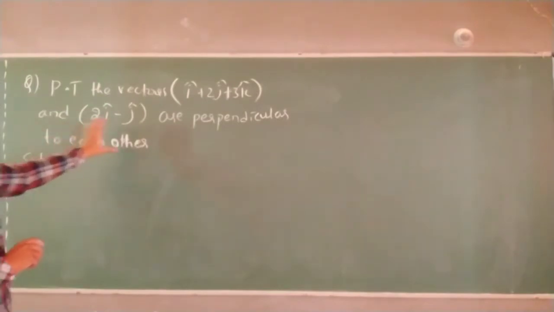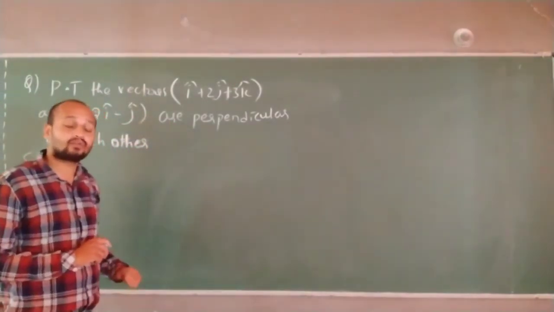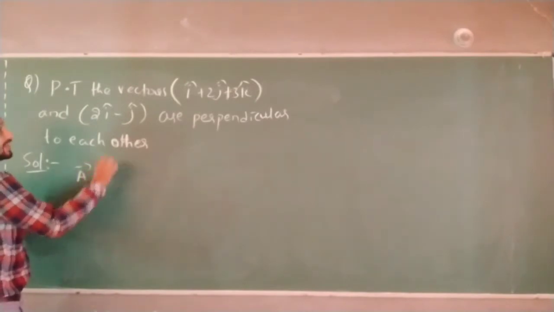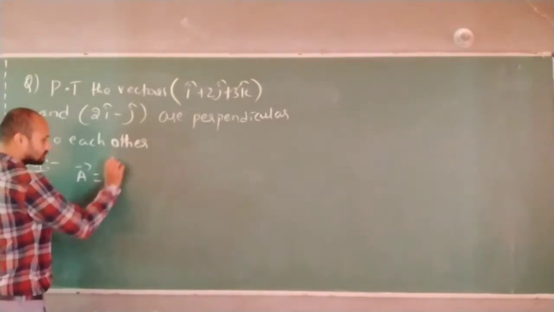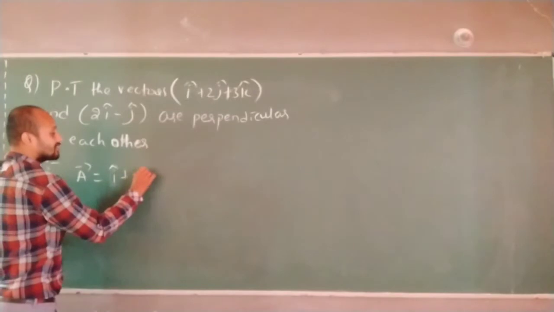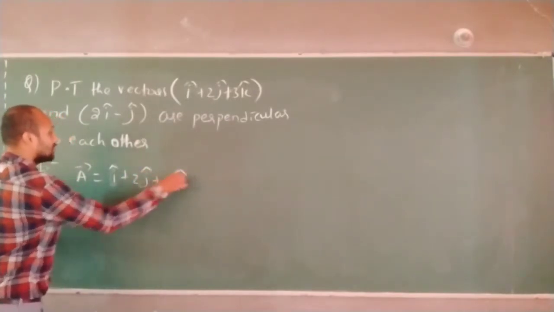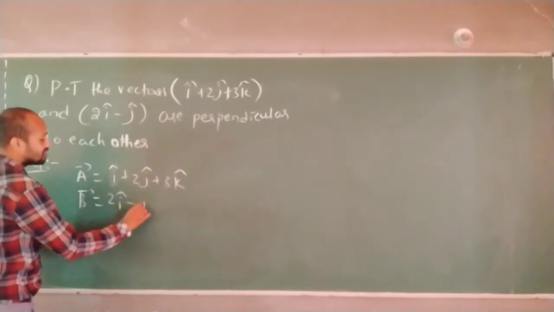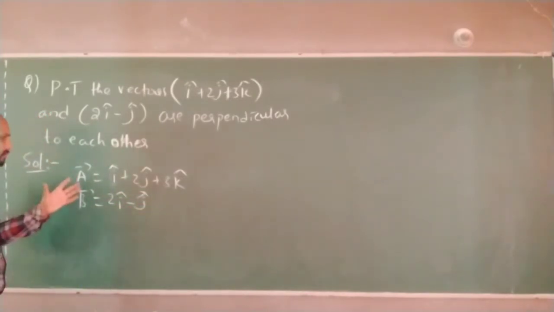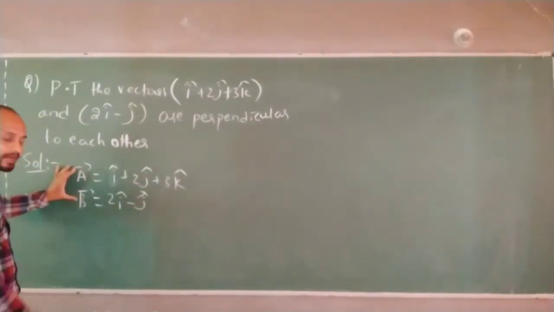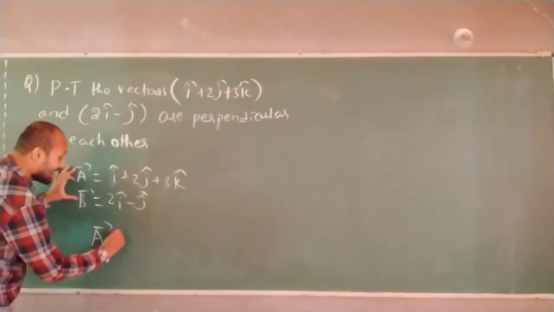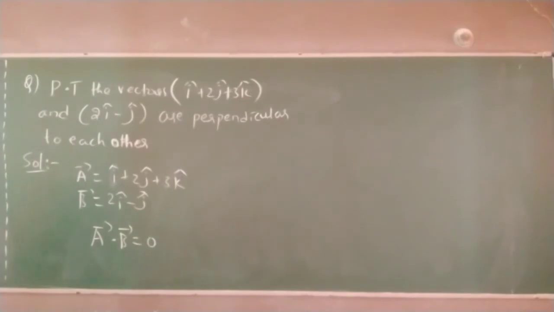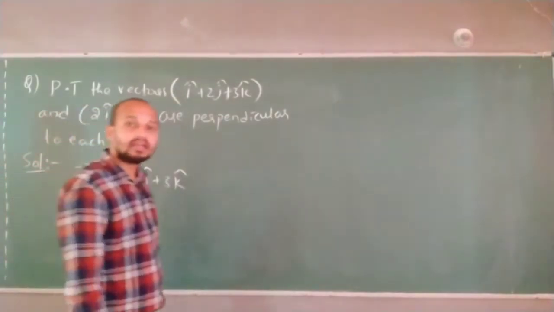Here, how can I prove they are perpendicular to each other? Let's say vector A is i cap plus 2j cap plus 3k cap and vector B is 2i cap minus j cap. When these two are perpendicular, A dot B must be equal to 0. Are you understanding? A dot B must be equal to 0.